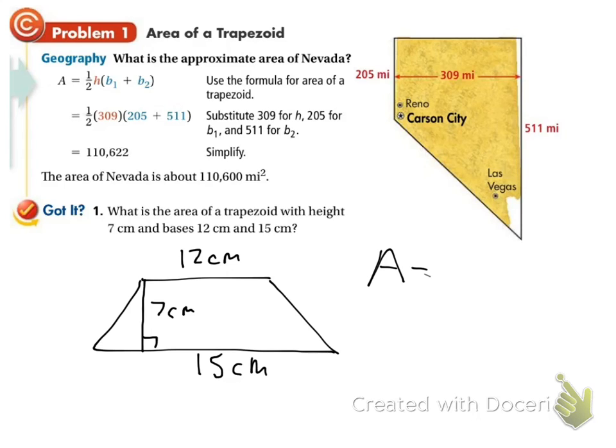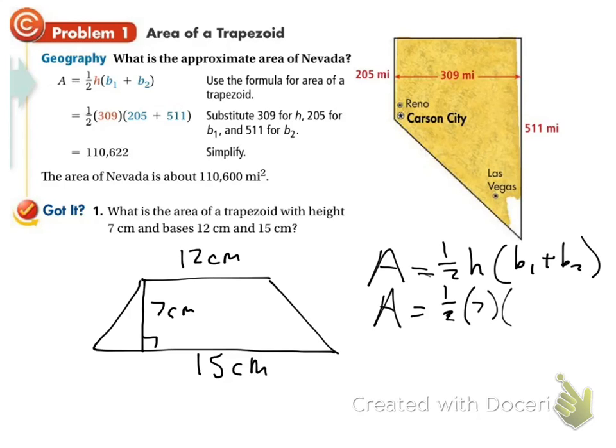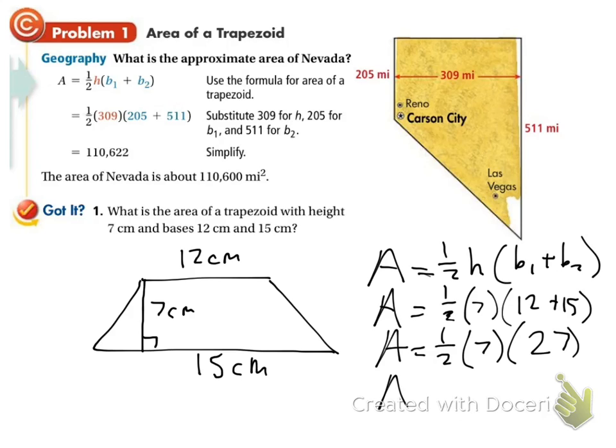So our equation, A is equal to 1/2 height times B1 plus B2. So 1/2 times 7 times 12 plus 15. So that's 1/2 times 7 times 27. Okay, and then it doesn't matter what order you multiply it in. 0.5 times 7 times 27 gives me an area of 94.5, and my units are centimeters squared.